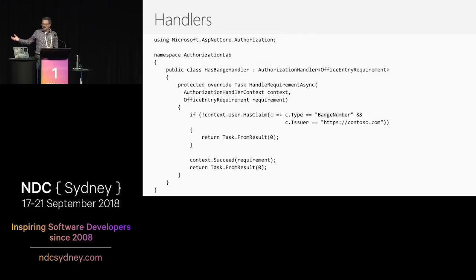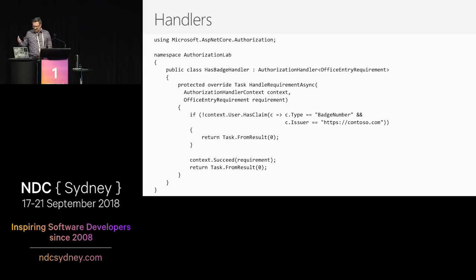And then requirements have handlers. And a handler basically says, OK, what needs to be fulfilled for this requirement to pass? And I put my code inside our handler. So here we're going to check that someone has a claim of a badge number and it's been issued back in Tozo. And obviously, you do more here. You check whether the badge is valid and so on.